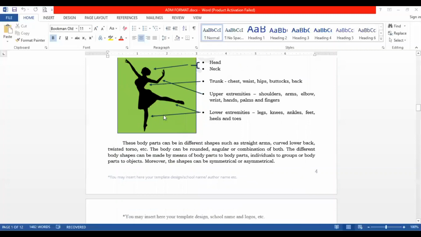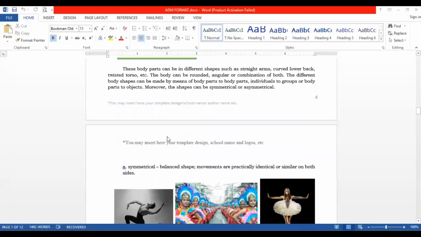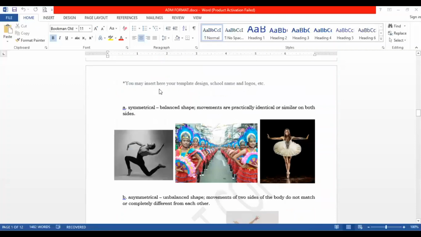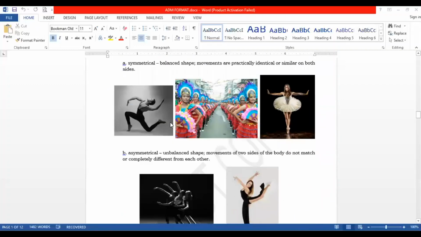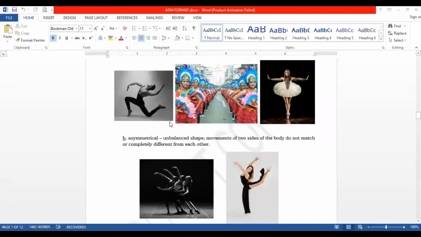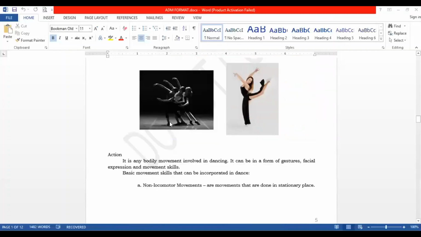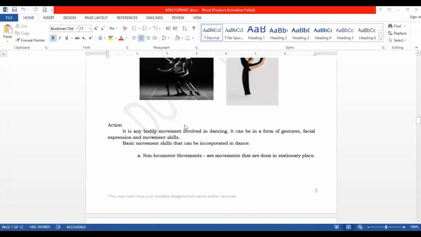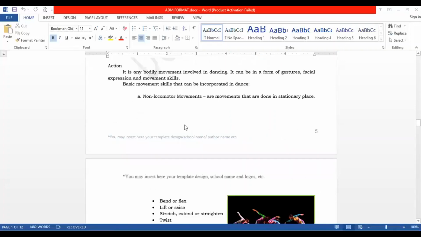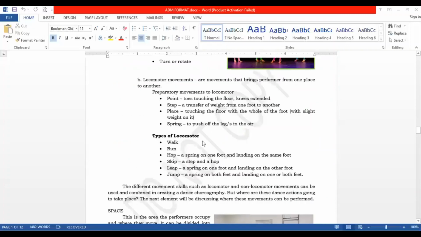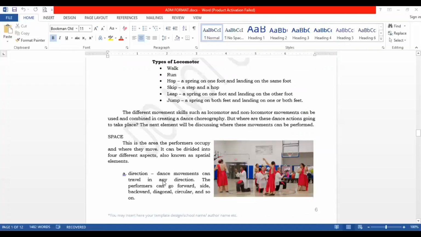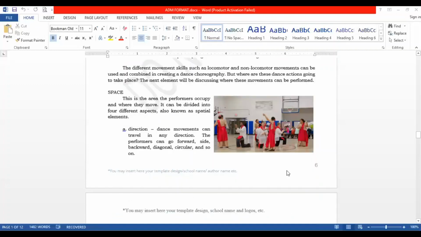Bilis, no? So, yan. Nagbigay ako ng mga, since I am talking about body shapes, nagpakita ako ng mga pictures na magpapakita talaga ng body shapes. Yan. I discussed action as another element of dance. Yung mga bend, flex, lift, raise, locomotor, non-locomotor movement. I discuss also space.